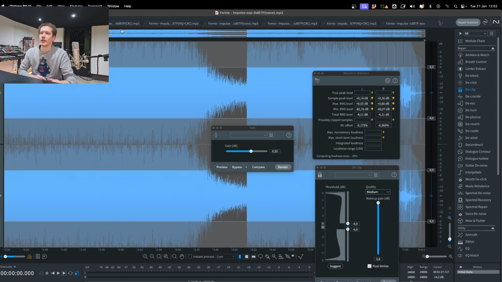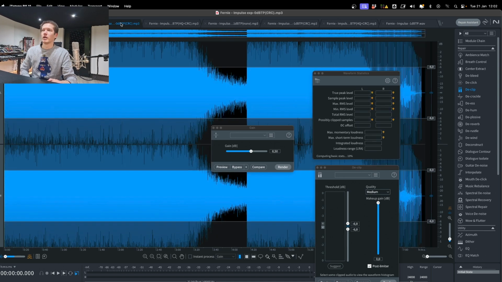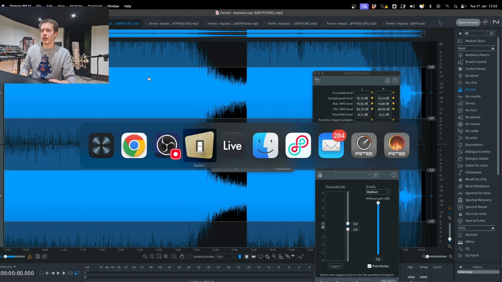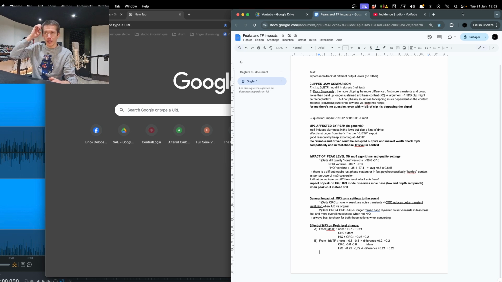0 decibel true peak has been converted to MP3, and I have here peaks at plus 0.9, 0.19, 0.2. And so I did a little table where I checked all this. Here are my notes. What you can see is, from 0 decibel true peak, the non-high-quality and non-CRC, I have plus 0.19 and plus 0.21 on the left and right channel. CRC is the same. High quality plus CRC, I have plus 0.26 and 0.2. So it's a little bit more difference in peaks with the high quality. Why, I don't know, but this is happening.